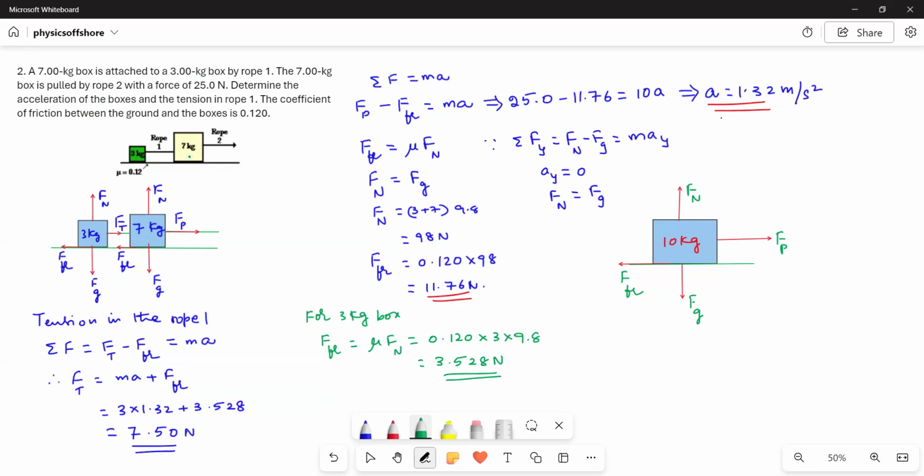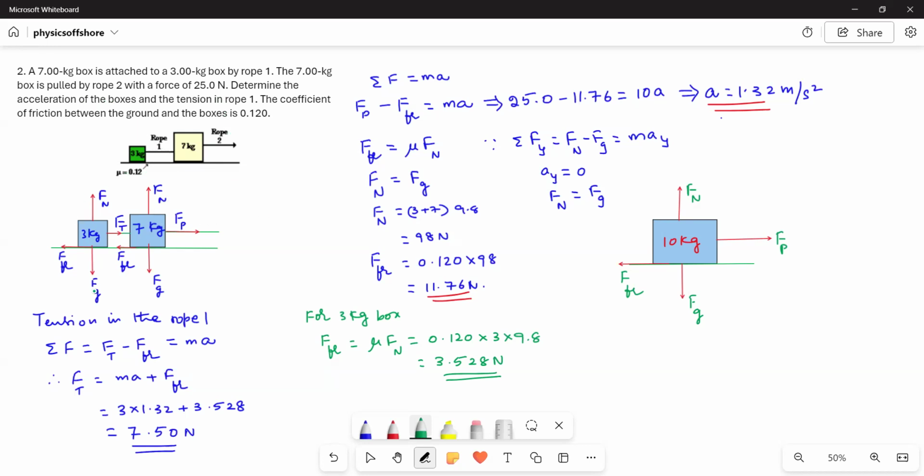Here, two boxes of masses 3 kg and 7 kg are attached by a rope 1, and both the blocks are pulled by rope 2 with a force of 25 newtons. Now we have to find out the acceleration of the blocks and the tension in the connecting rope.